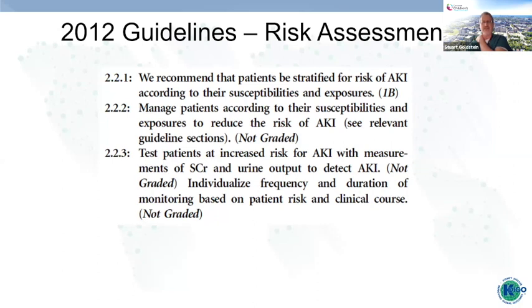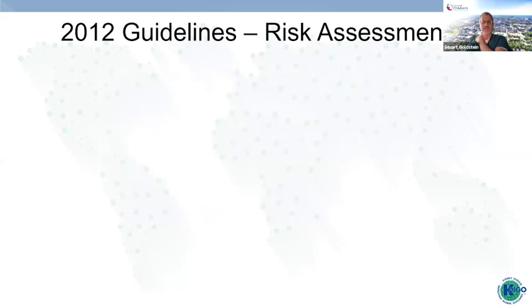And test patients at increased risk of AKI with measurement of creatinine and urine output to detect AKI, and that was, again, not graded, and individualize the frequency and duration of monitoring based on their risk and course. That was not graded either. Now, for the latter 2 recommendations on management and testing, I think the AKI EPI and AWARE experience has addressed these. Again, we need to understand, though, what are the susceptibilities?